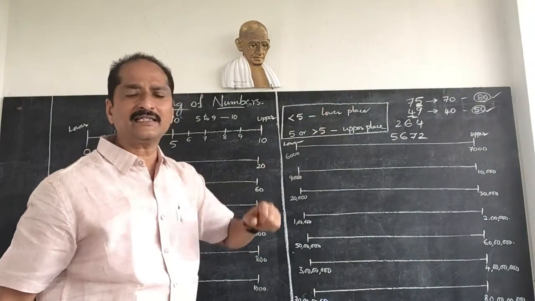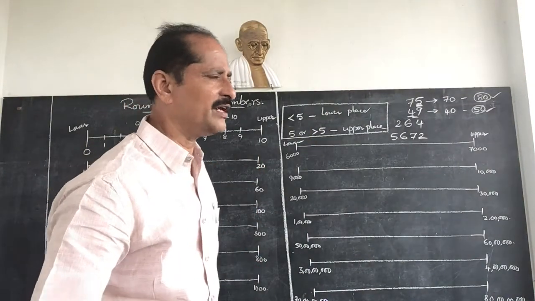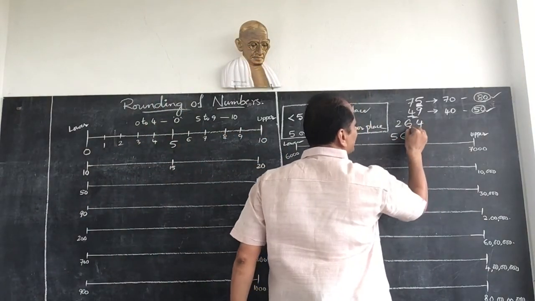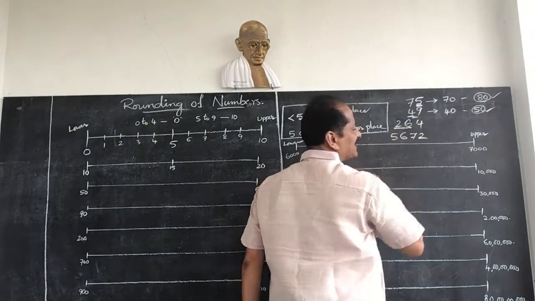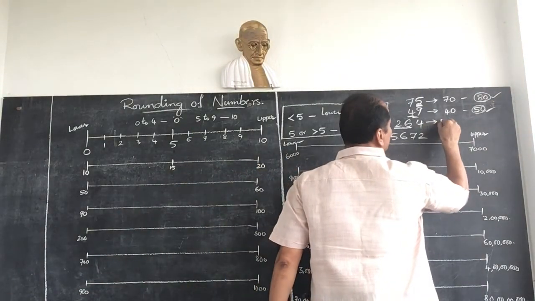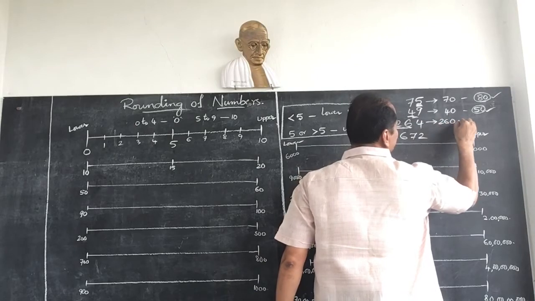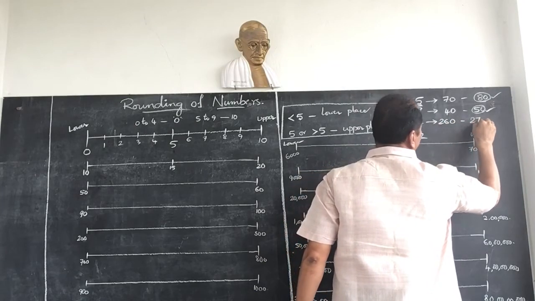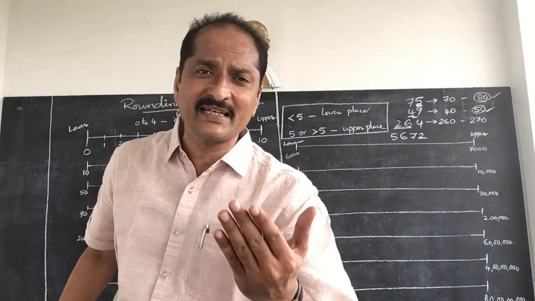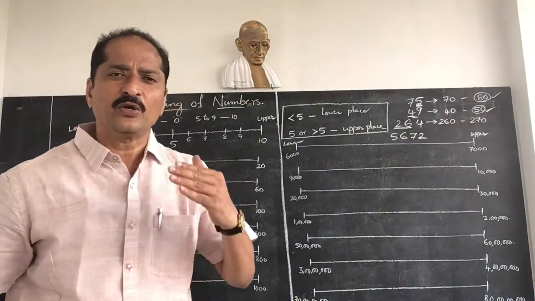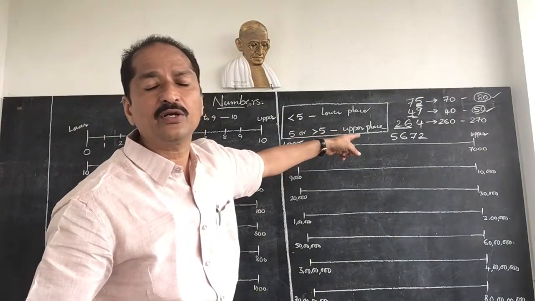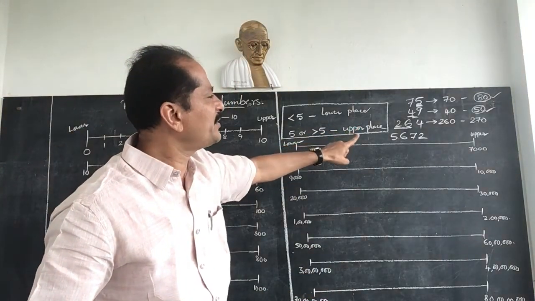Next, 264. Here also observe carefully. How many tens are there? Ones, tens. That is 26 tens. 26 tens means what is the place value? It is in between which two tens? 26 tens is 260 and 270. It is in between 26 tens and 27 tens. So it should be rounded to which place?